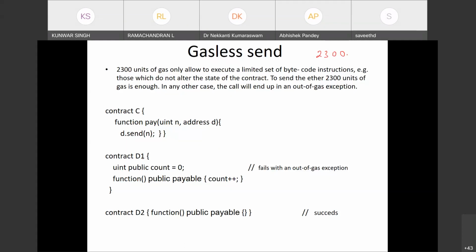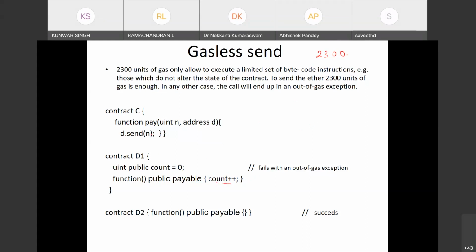Suppose contract D1 is written like this: public count 0, and this is the fallback function. There is no name, only the function name is not there. One has to write it without a name, and then it is payable. Now, if he writes some code here, count plus plus, and he has kept only 2,300 gas, that is required to execute only the fallback function, not this line of code.